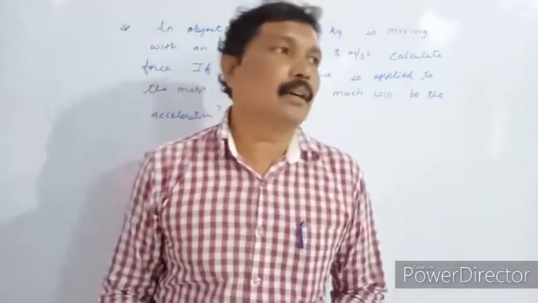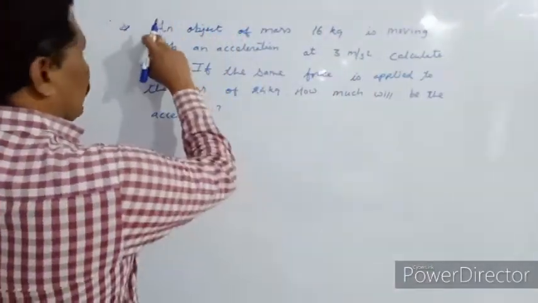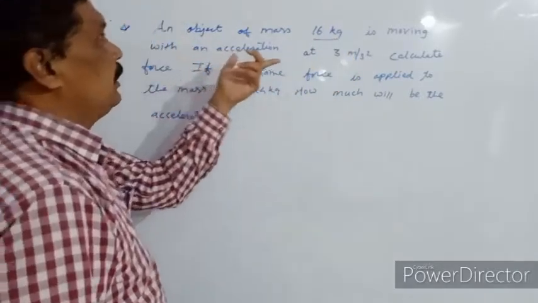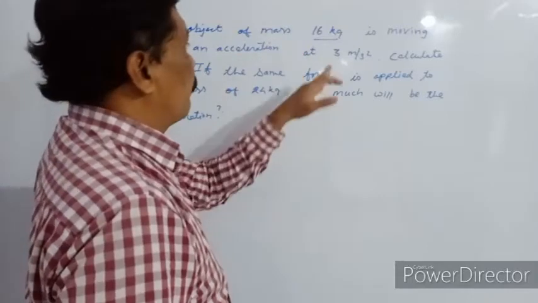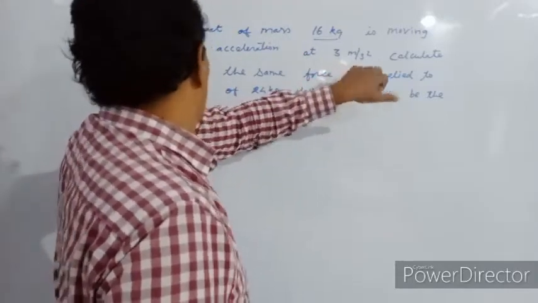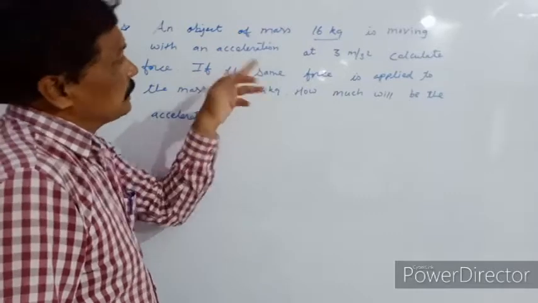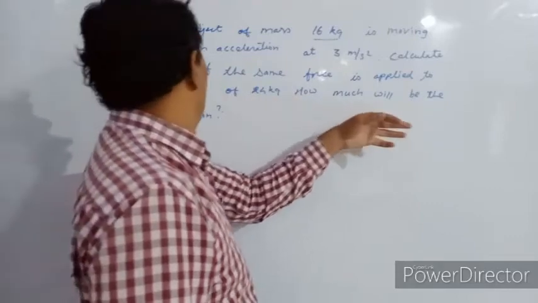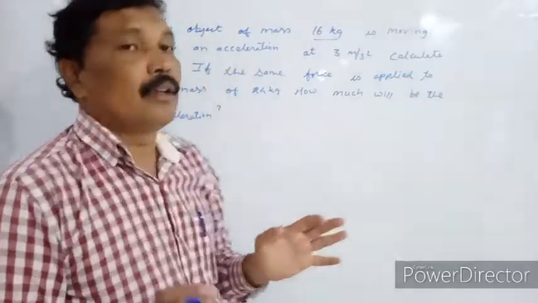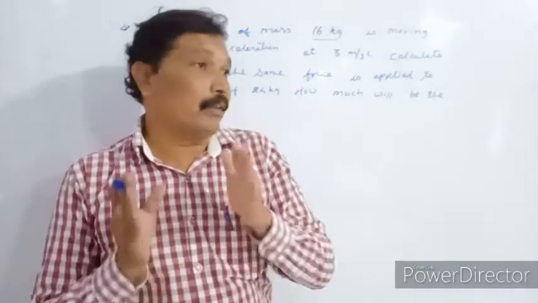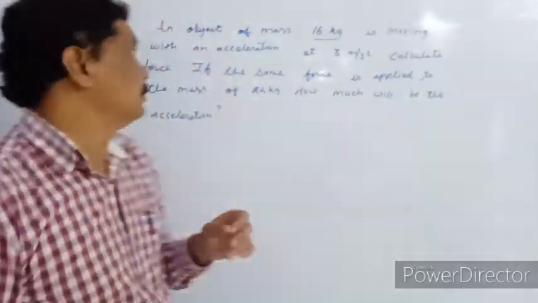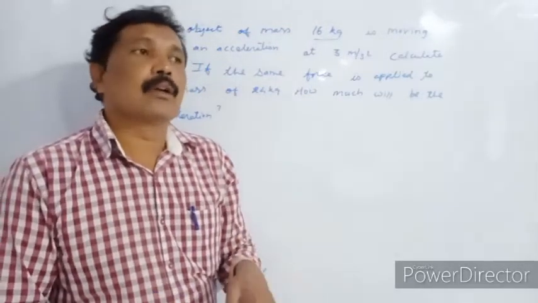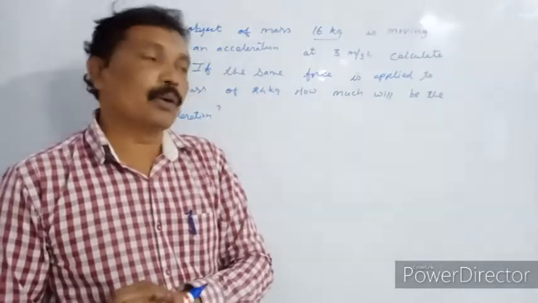First we'll try to understand the problem. An object of mass 16 kg is moving with an acceleration of 3 meter per second square. Calculate the force. Also, if the same force is applied to a mass of 24 kg, what will be the acceleration? Now, the question is in two parts. In the first part, we have to find out the force and then use that force to solve the second part of the question.